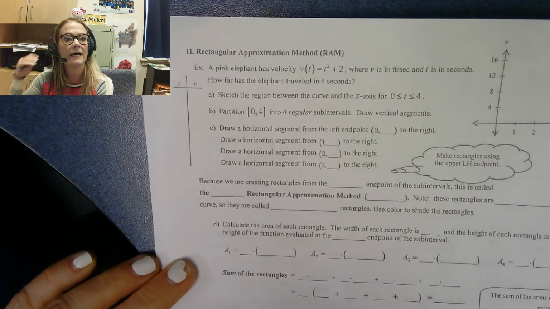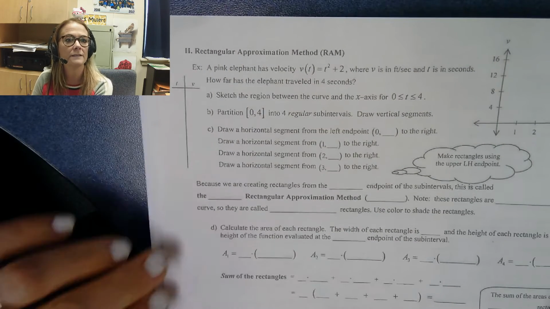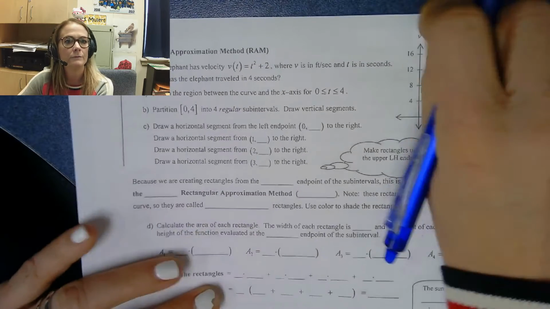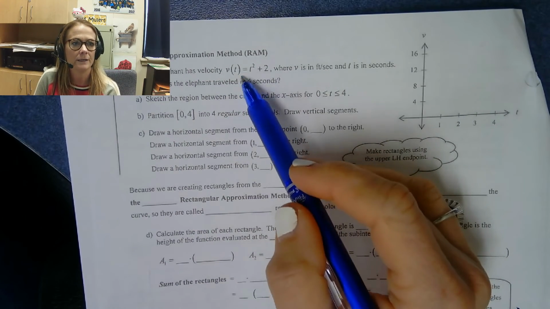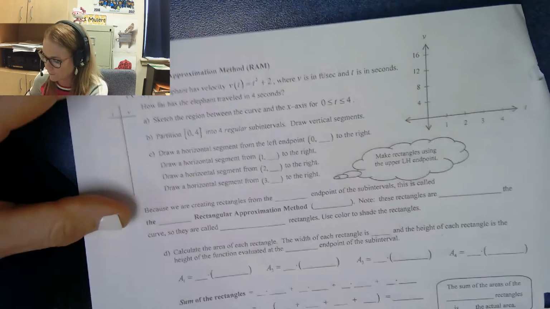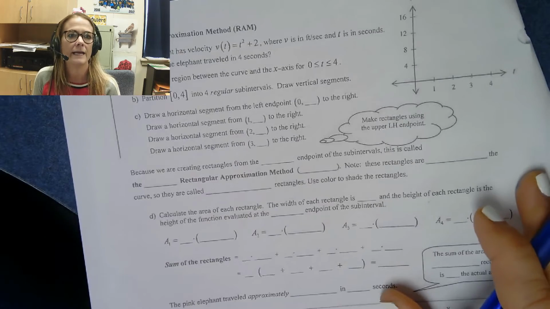All right, this is the good stuff here. So we have a pink elephant, and it has a velocity of t squared plus 2, where v is in feet per second and t is in seconds. How far does the elephant travel in 4 seconds? All right, and we're estimating. Certainly you could integrate up to position and then figure this out, but these approximation methods are part of the AP curriculum. And you need these when you have maybe a data table or when you can't integrate.